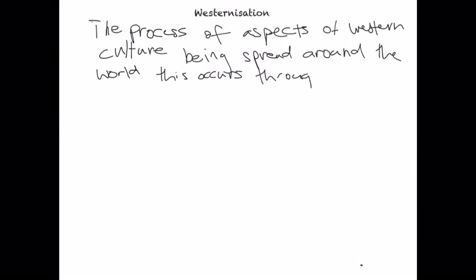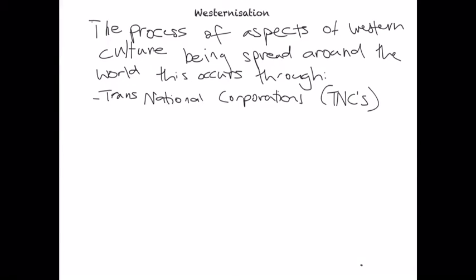So firstly is the transnational corporations, or TNCs, and this can bring about a process of westernisation as through businesses and products, values and practices can be shared globally. Westernisation can also occur through tourism. So as Western groups of people start to travel around the world, they expose their ideals through interactions with the natives or people that are living in non-Western countries.